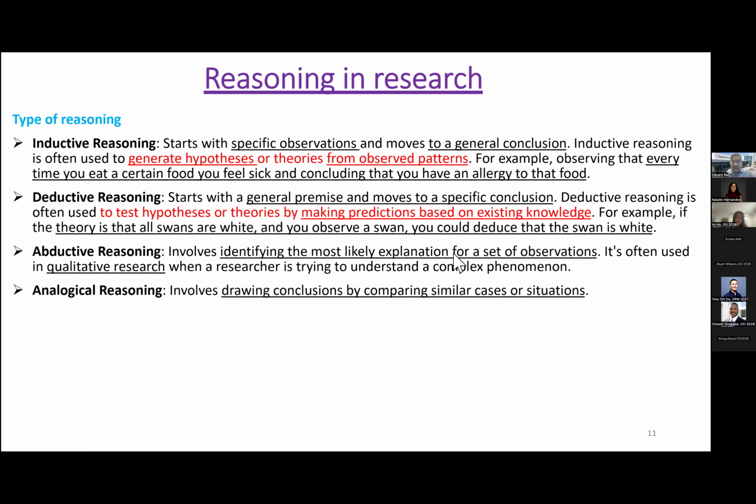Then analogical reasoning involves drawing a conclusion by comparing similar cases or situations. So there are similar cases at multiple time points, and then you are drawing a conclusion from that. So that is called analogical reasoning.